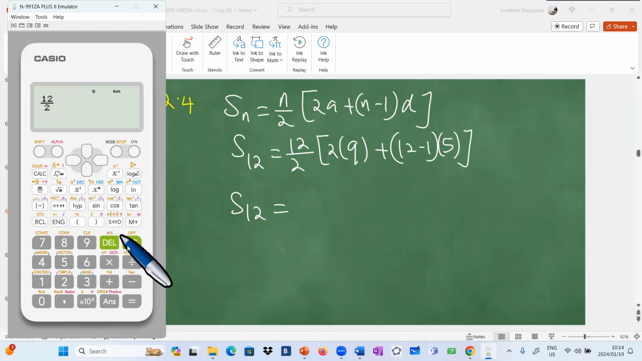Okay, thanks. So yeah, we have 12 over 2. I'm just using a calculator to do this now. And then you have 2 times 9. We add 11 times 5. So which is exactly 438. 438.